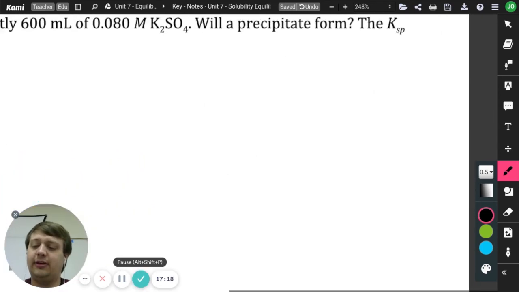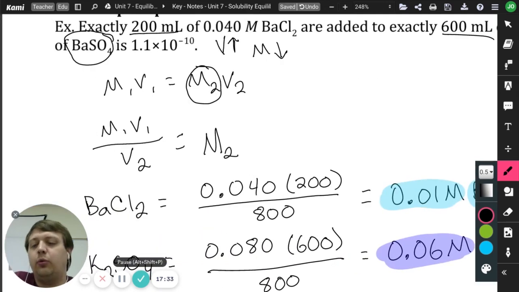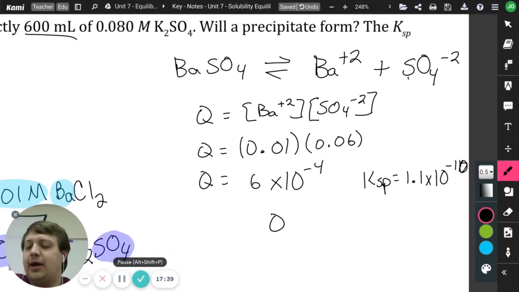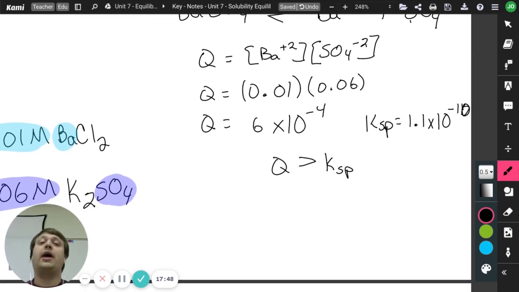Okay, so what do I do with that? Well, I know my Q is 6 times 10 to the negative 4. I was also told that my KSP is 1.1 times 10 to the negative 10. Okay, and again, that came from my problem here. So looking at my numbers here, I find that my Q is greater than my KSP. And if Q is greater than KSP, we know that we are going to be shifting that reaction to the left. So we're going to be creating that precipitate. We've got more in it than we can actually dissolve. So yes, will a precipitate form? Yes.